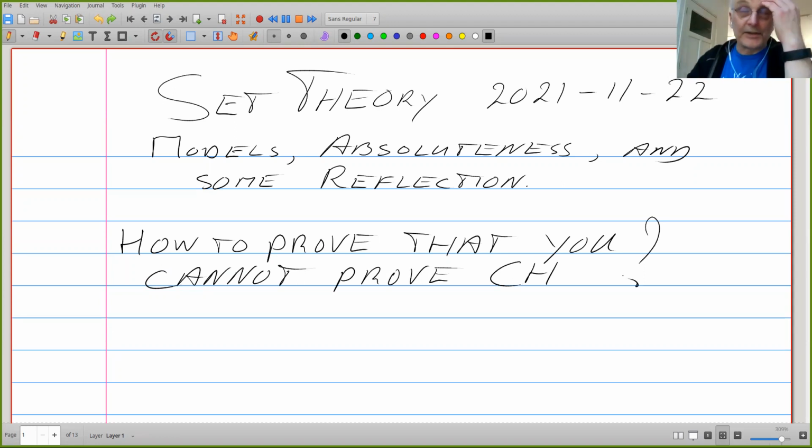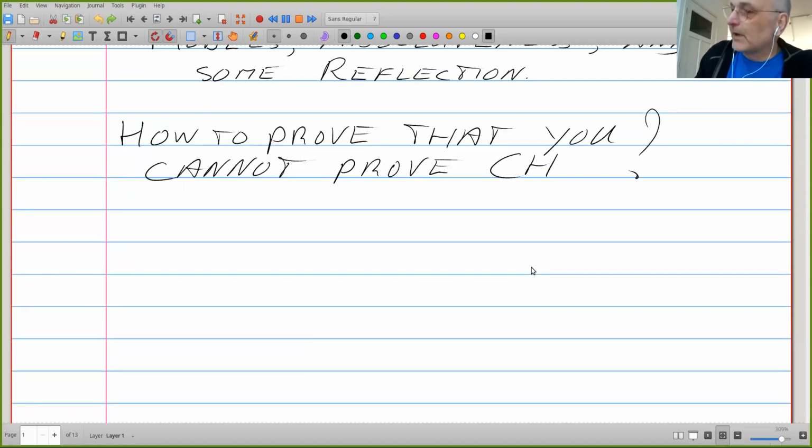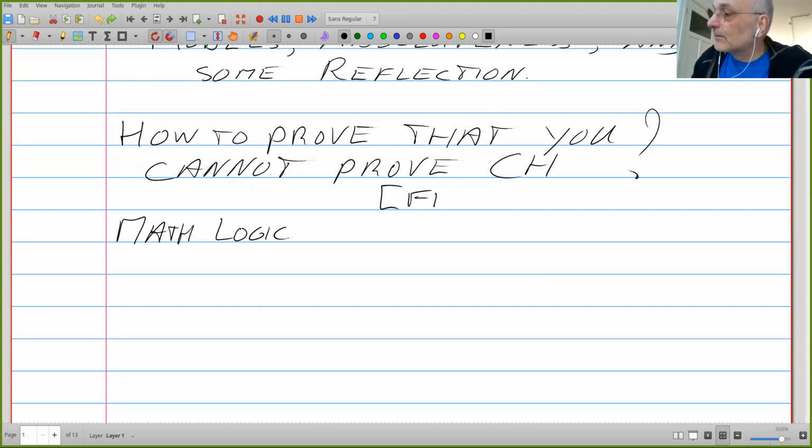Let us concentrate on the continuum hypothesis, but we will see that we can do many, many more things than that. But how to prove that you cannot prove something? And let's say in particular the continuum hypothesis. Any course in logic will tell you, okay, what do we mean by cannot prove CH? From the axioms of ZFC, of course.